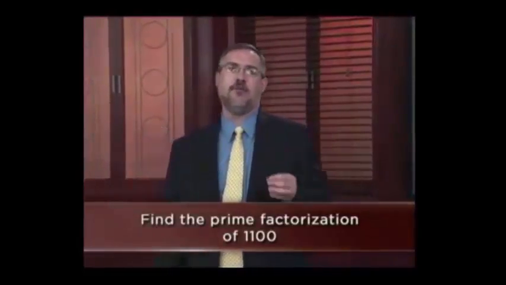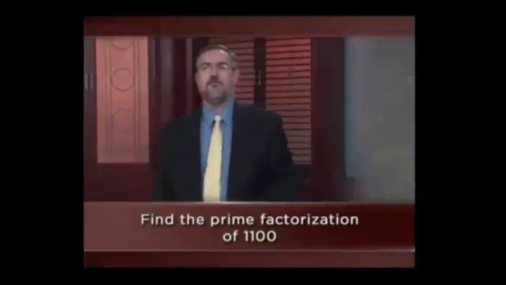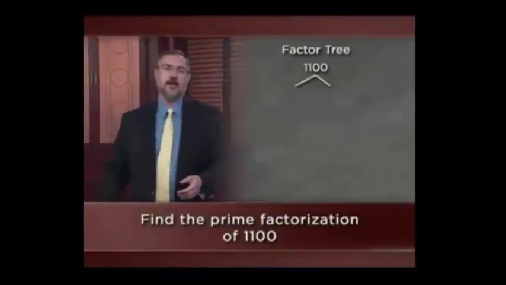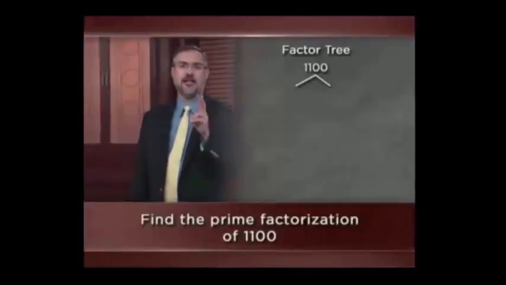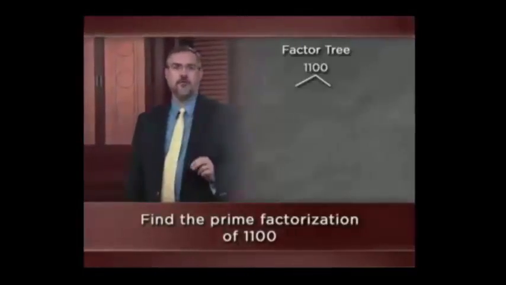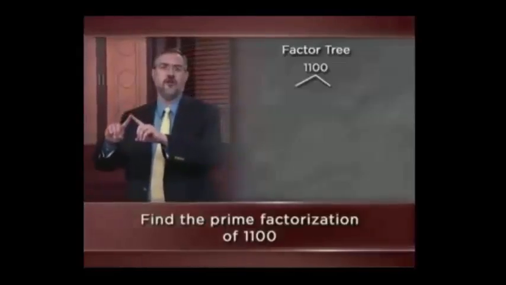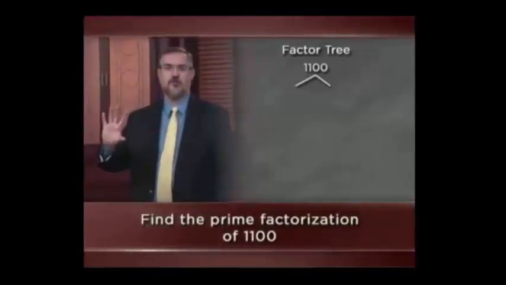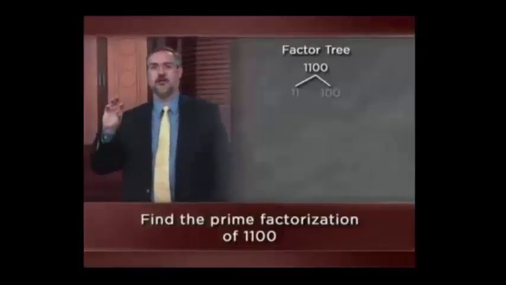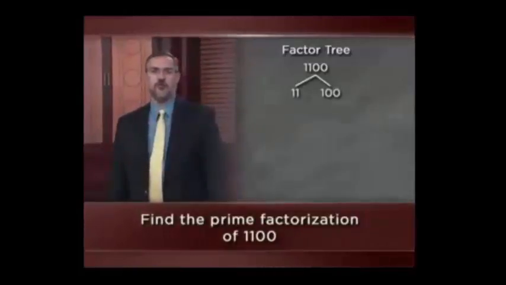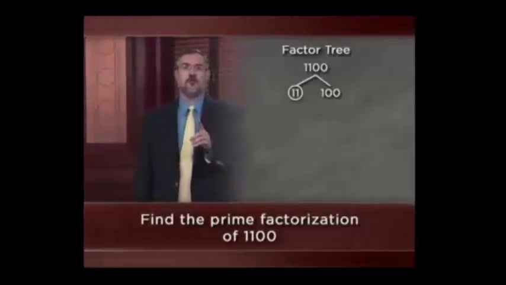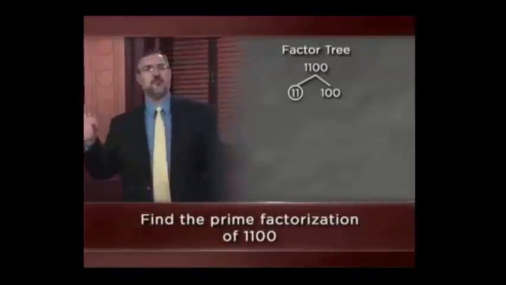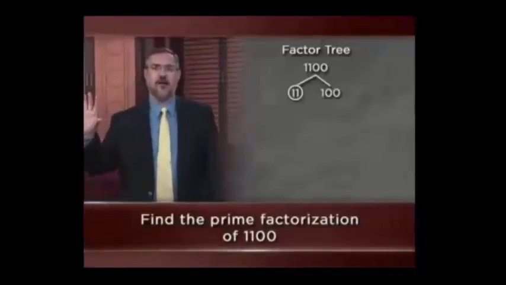All right, I'm going to start this factor tree myself by writing down my 1100, and I know that 1100 is the same as 11 times 100. So we could start our tree by drawing the 2 little lines underneath 1100, putting 11 on one side and 100 on the other. I would circle the 11 at this point because I know it's prime, and so nothing else needs to be done with that side of the factor tree.